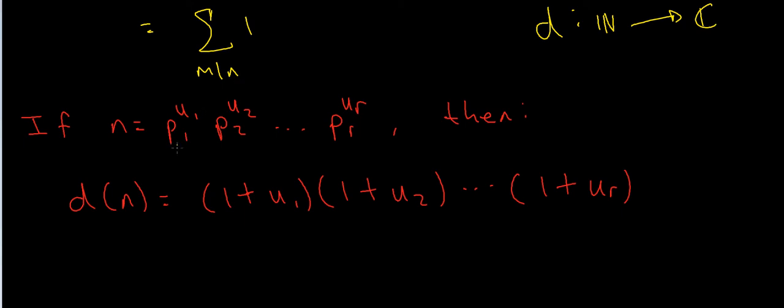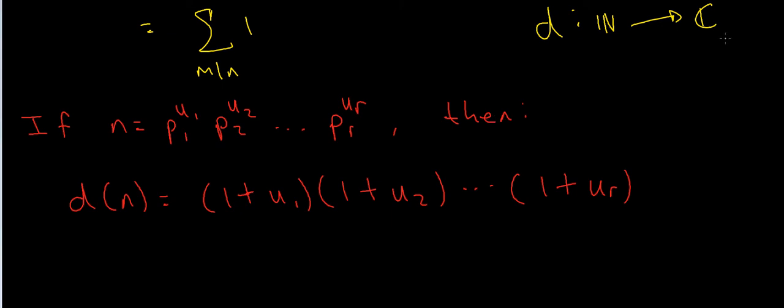So in this case, n could be 2 to the power 3 times 3 to the power 2, and in that case, p1 would be 2, p2 would be 3, and the power of 2 would be u1, which is 3, and the power of 3 would be u2, which is 2. And if n is this product of prime numbers, then we can say that d of n is just 1 plus the first power times 1 plus the second power, and we keep doing this until we reach the last power and do 1 plus u sub r. And that's quite a nice way of saving some time.